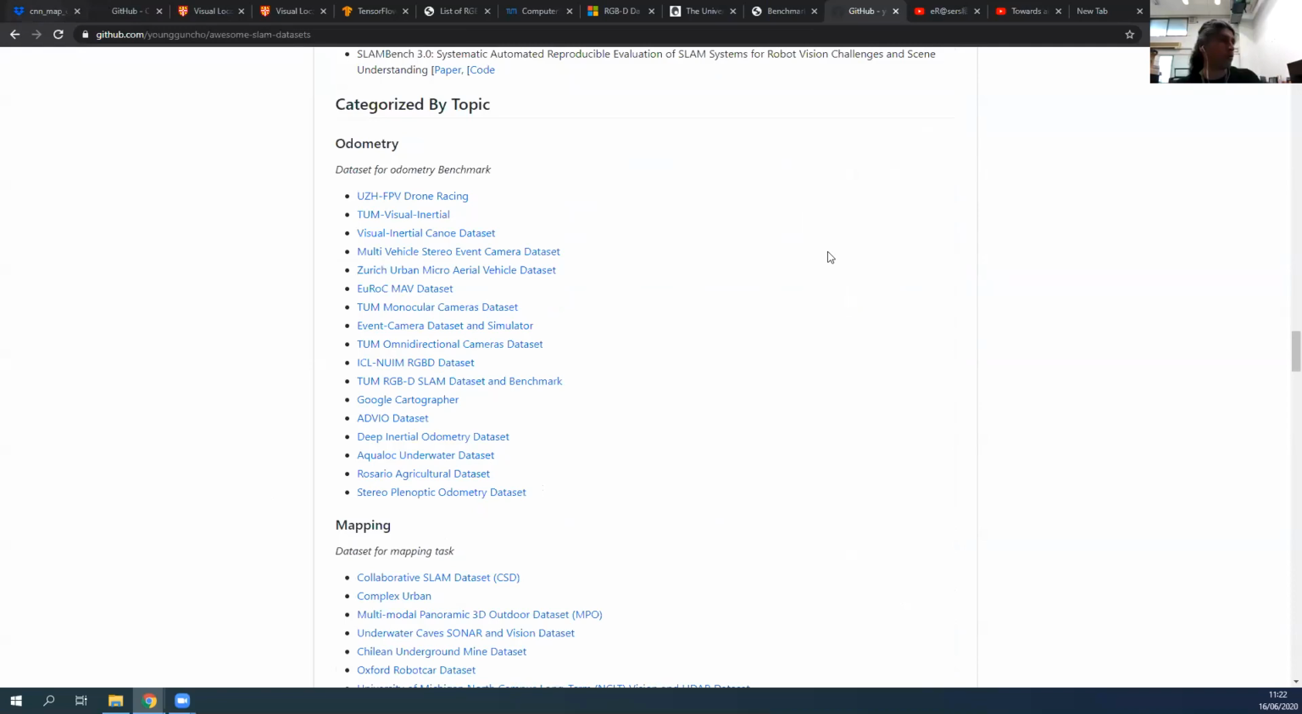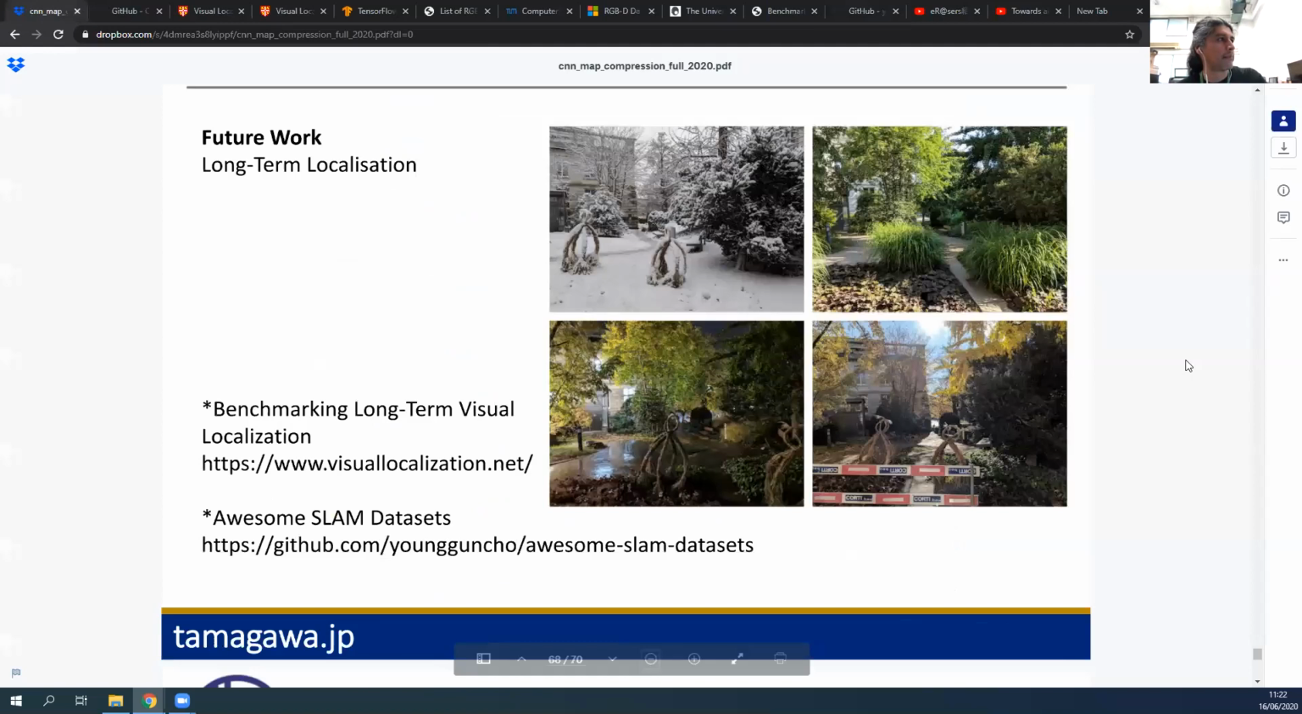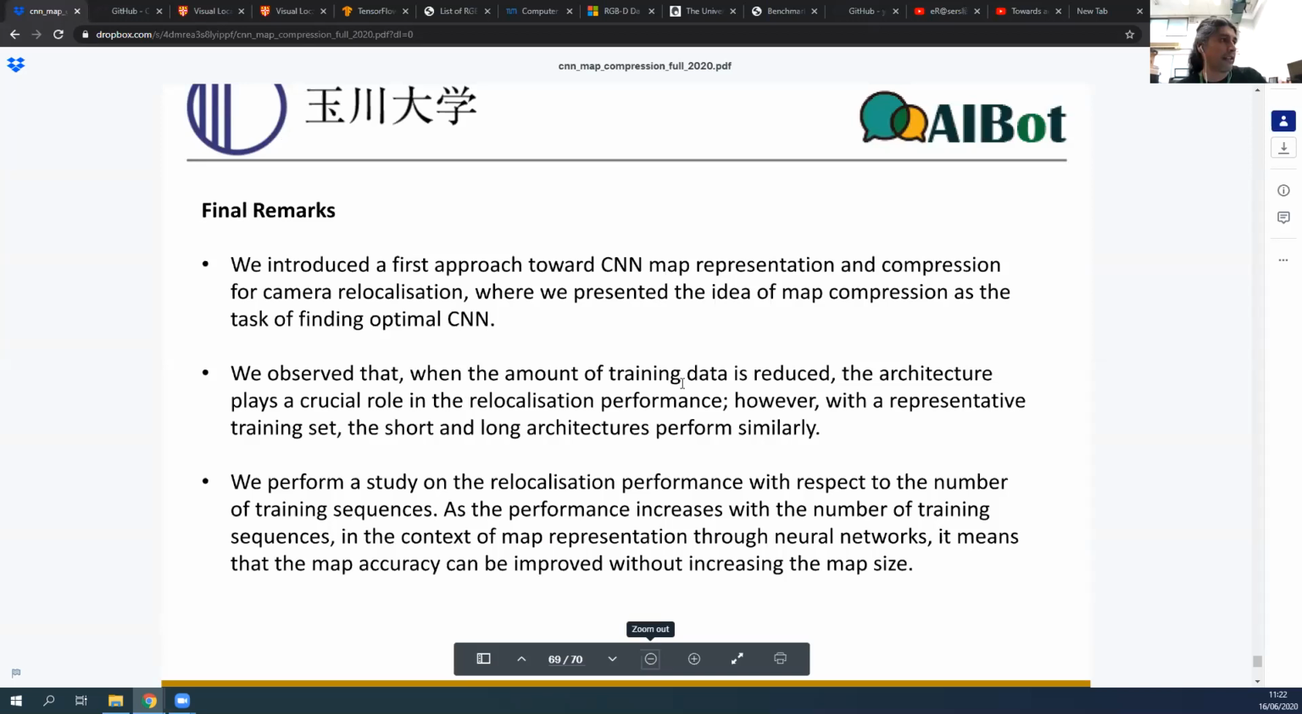So we introduce a first approach towards map representation and compression for camera relocalization. Then we observe that when the training data is reduced, the architecture plays a crucial role. If we have little data, we need an architecture that fits the size of the data set. If we have a very complex architecture and a small data set, the architecture is going to overfit the data, and the random values are going to prevail. So we need a small representation if we have little data. Also, we can use an architecture that was pre-trained before and that can solve some of those problems.